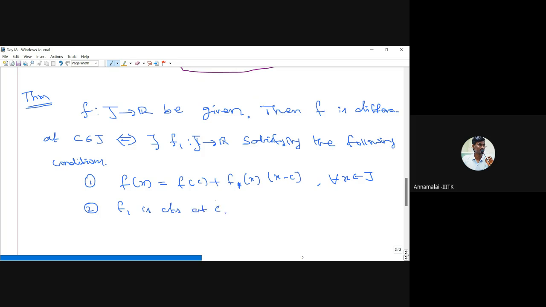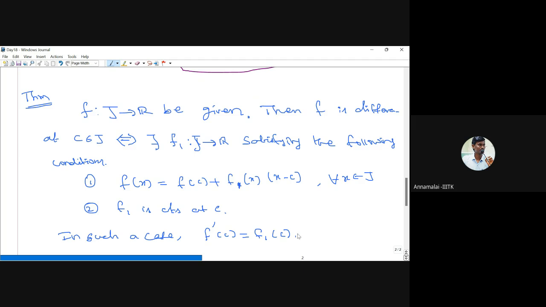If such a function f1 exists satisfying these two conditions, then we say that f is differentiable. If f is differentiable, then there exists an f1 satisfying these two conditions. In that case, this f1 is nothing but the derivative of the function. So the derivative of the function is nothing but this f1 of c.